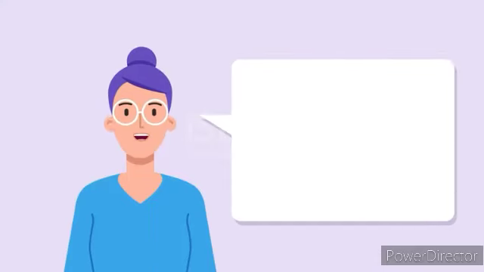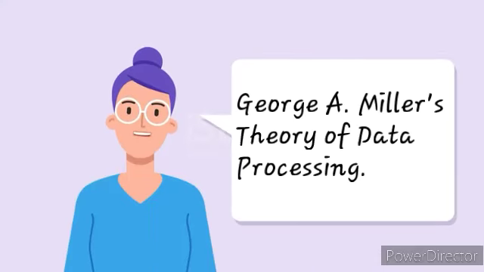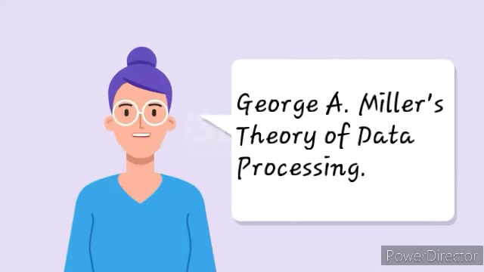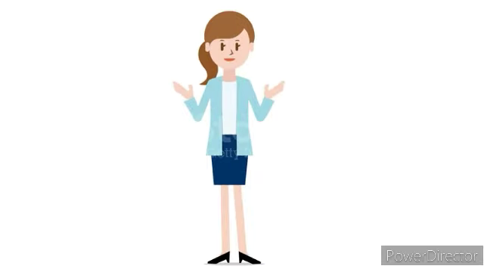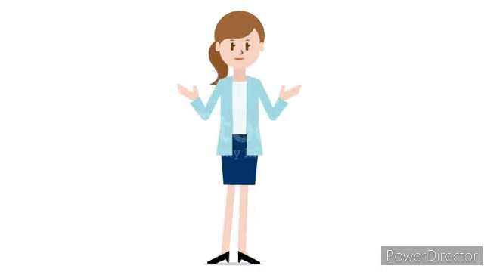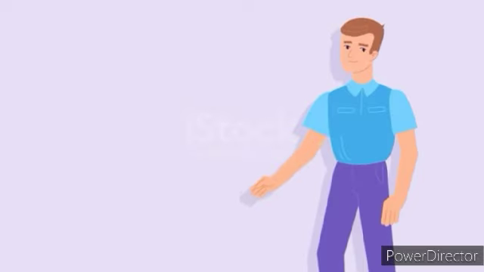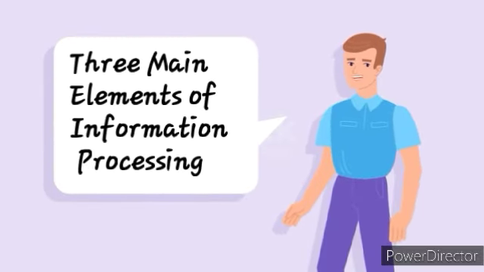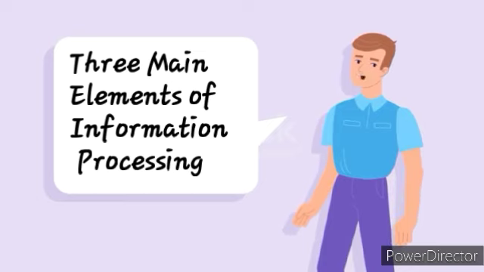So the fifth proponent was George A. Miller's theory of data processing. This theory is grounded on Edward C. Tolman's latent learning, claiming that learning is a complex and internal process that occurs. There are three main elements of information processing.